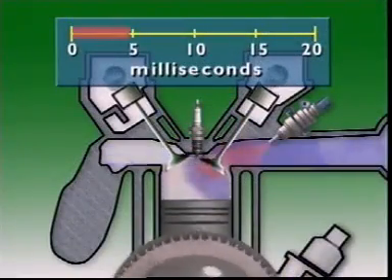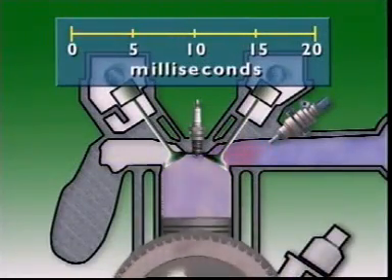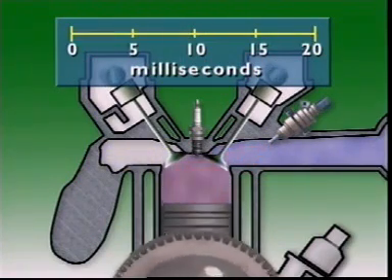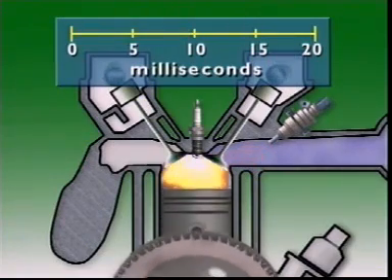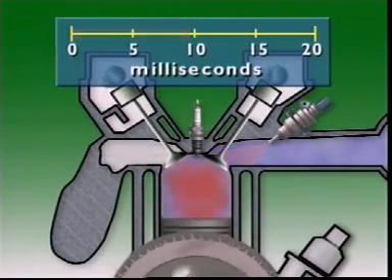The control unit can help cold starting and provide cranking enrichment by increasing the pulse width of the injectors. This is in addition to the cold start injector operation and is again temperature controlled.